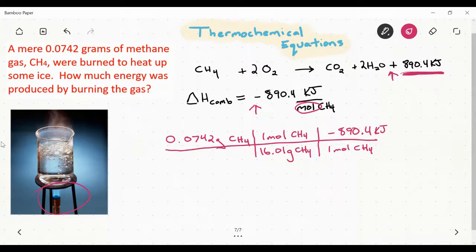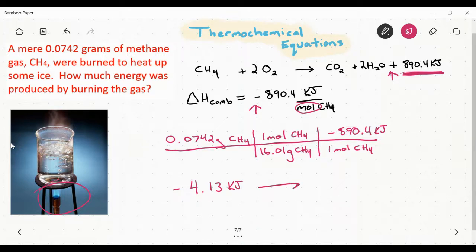I go to my calculator, I say 0.0742 times negative 890.4 divided by 16.01, and I get 4.13 kilojoules. And it actually should be negative 4.13 kilojoules. That's the energy produced in this reaction.